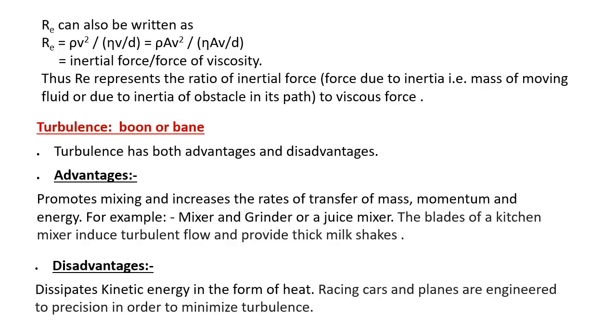Physical significance of Reynolds number. The Re formula can also be written as rho v square divided by eta into v by D, or rho A v square divided by eta A v divided by D. That means inertial force per unit area divided by viscous force per unit area. Thus, Reynolds number represents the ratio of the inertial force per unit area to the viscous force per unit area.